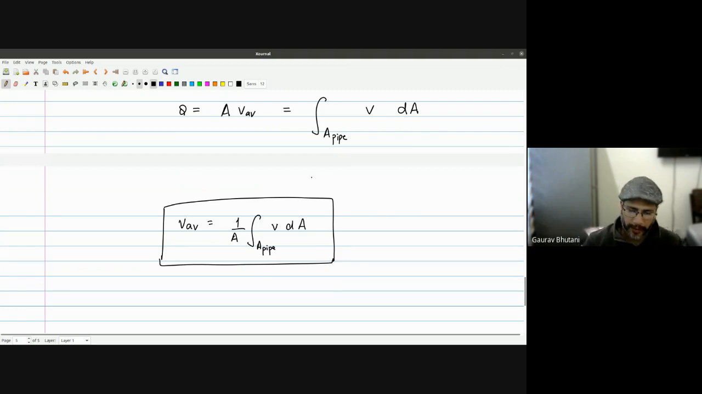Very good. So let's now apply the Reynolds transport theorem to the linear momentum to get the linear momentum equation.